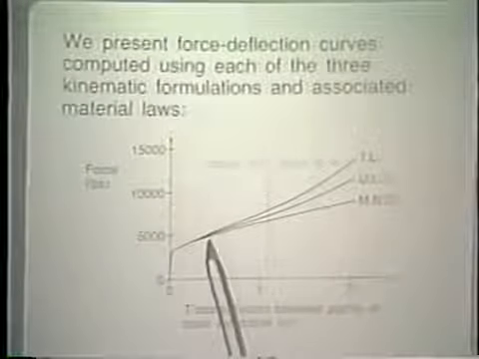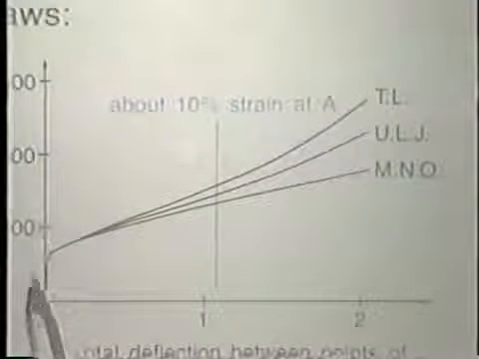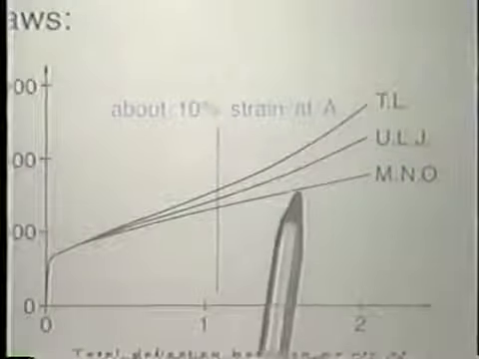The 3 analyses give us 3 distinct curves at large displacements, but for small displacements, of course, these curves are indistinguishable. Notice here we have about 10% strain at point A. I will show you just now where point A is. The important point to notice is that these are 3 distinct curves. They are distinct because we have made different assumptions kinematically and on the stress strain law level. We will talk about such assumptions in the later lectures of this course.